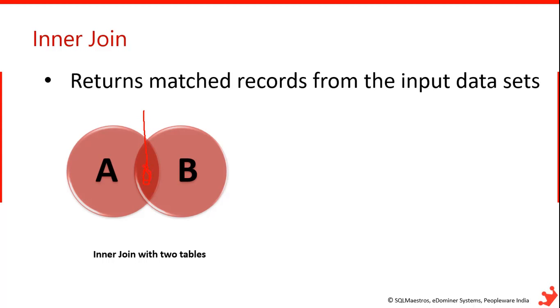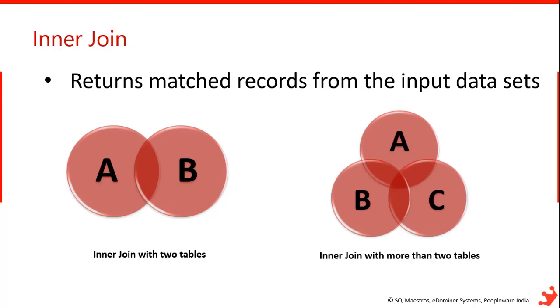Whenever you apply inner join between two tables, SQL Server is going to return matched records. In case of more than two tables, SQL Server applies the same thing. It will apply inner join between the first two data sets and then it will apply inner join between the first result set and the third input set. So in this case, the common area is this one. If you apply inner join between these three data sets, SQL Server is going to return those common records.